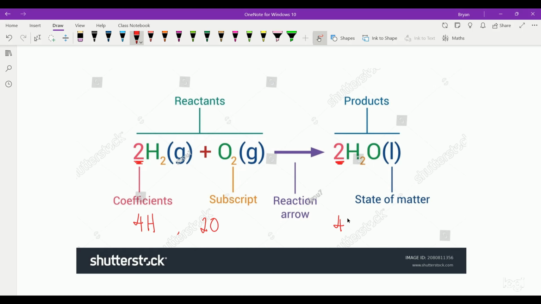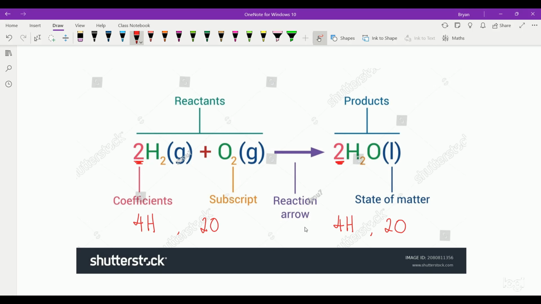There would be 4 hydrogen atoms, and 2 oxygen atoms. So this would show that the amount of matter used in the chemical equation would be the same as the amount of products that is formed from the chemical equation. And well, that's the reason why we would have to balance our chemical equation.